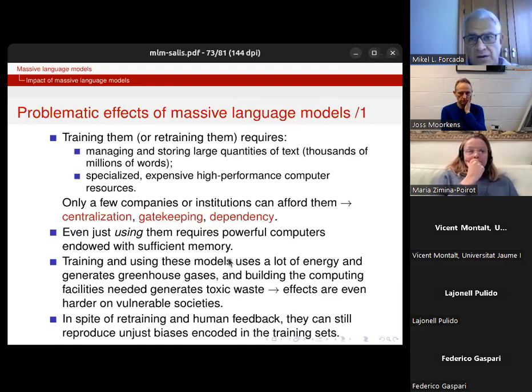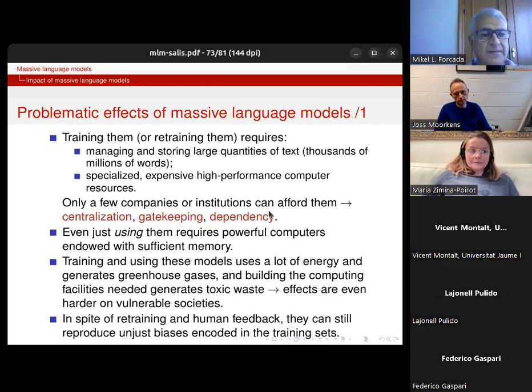So on the one hand, we're basically polluting the environment, and then also building the computer facilities needed to produce this generates toxic waste. So not only electronics waste, which is very nasty, but also just building waste. And all of the environmental effects, greenhouse gases, toxic waste, etc., are harder on a vulnerable society. So if you are in a rich, affluent society, probably you're not affected as much as other vulnerable people. So this is something that we have to think about.